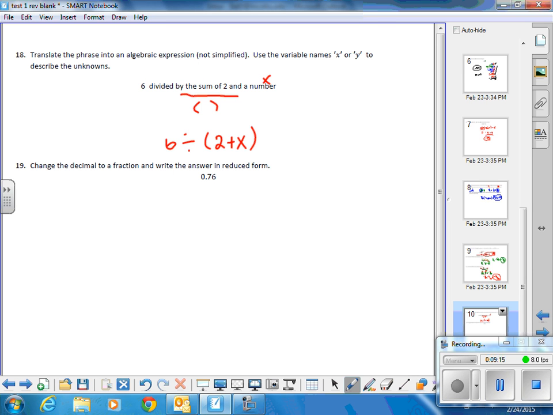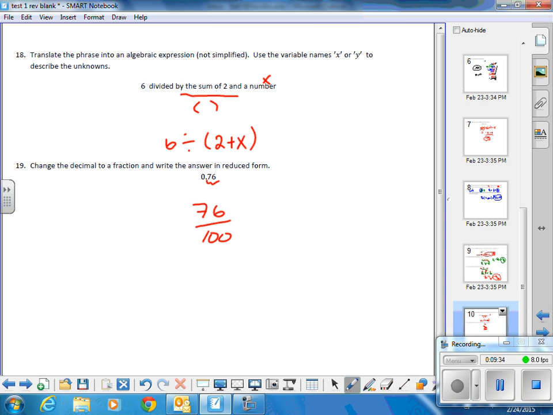Last but certainly not least, number 19, it says change the decimal to a fraction. Well, this is in the hundredths spot. If you notice here, if I move this over twice, that's in the hundredths, okay? So I do this as 76 over 100. That's how I'm going to make this a fraction.